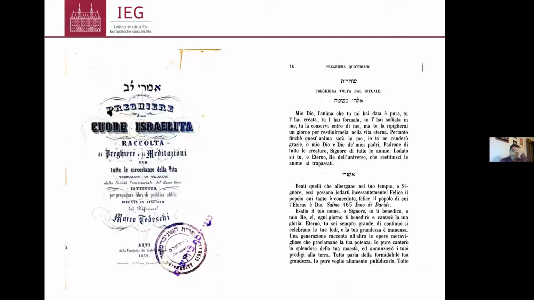The book even contains the indication of the prayers that had been removed. You can see here on the left side Imre Lev, the title left in Hebrew, Preghiere d'un cuore israelita, etc., the rest of the title page in Italian, while inside the text of the prayers was entirely in Italian, only the headers were in Hebrew, with an indication even of those that had been removed. You see here on top, the Shacharit, the morning prayer. It says in Italian, preghiera tolta dal rituale, a prayer removed from the ritual.